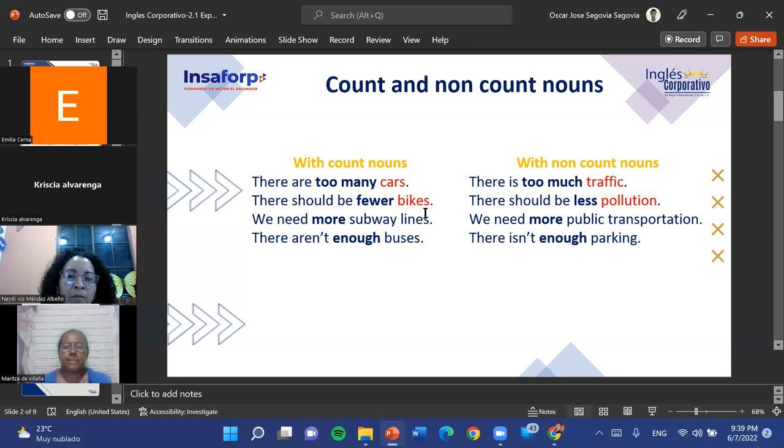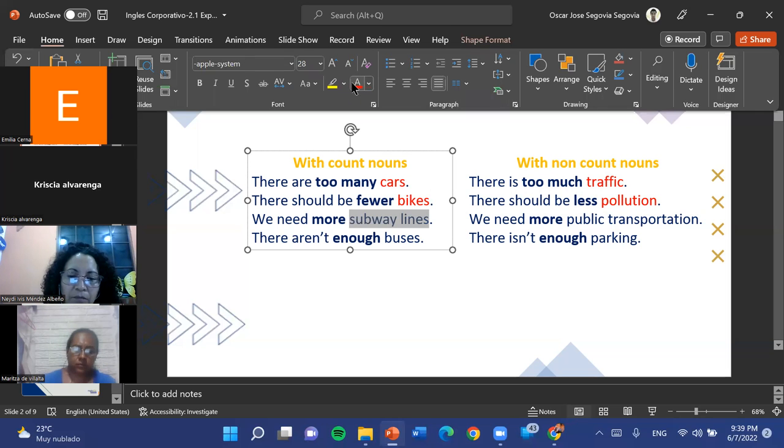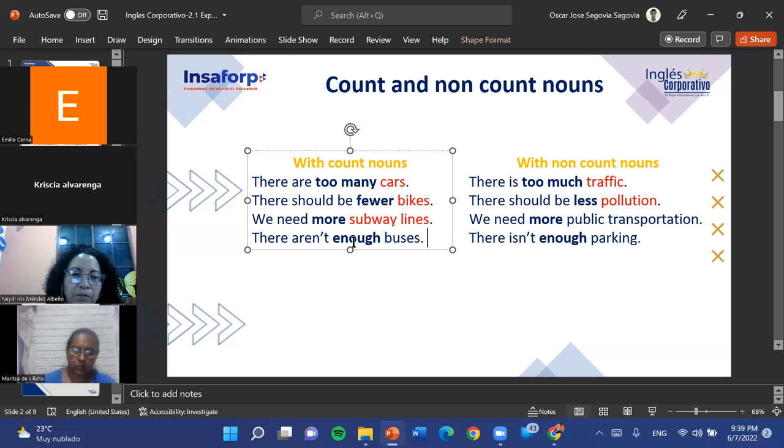Sí, subway lines, en caso que ustedes no sepan, se refiere a los subterráneos o los trenes subterráneos. Y lines es la palabra que se utiliza para hablar acerca de las vías o las líneas que estos trenes utilizan. Entonces, we need more subway lines significaría eso, ¿verdad? Necesitamos más líneas de trenes subterráneos. Ahora, diferente, sí, que ustedes dijeran solamente esto, we need more subways. Cuando hablamos solamente acerca de subways, se va a referir a que necesitamos más trenes subterráneos, no más líneas, sino más trenes.